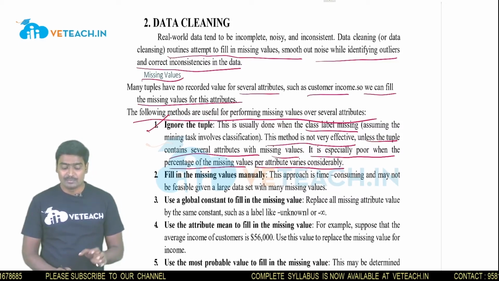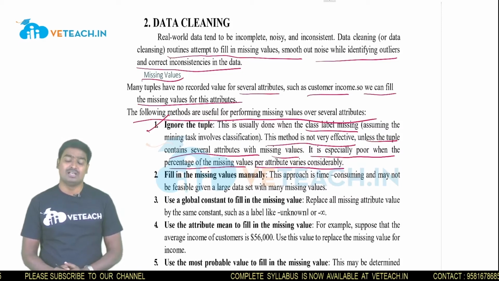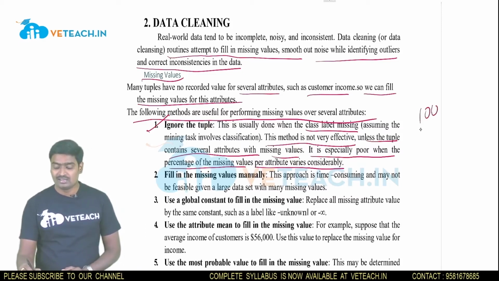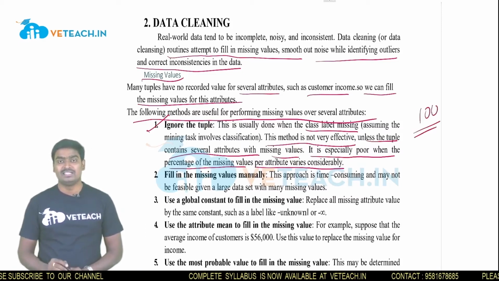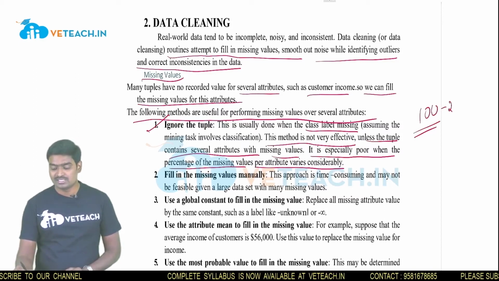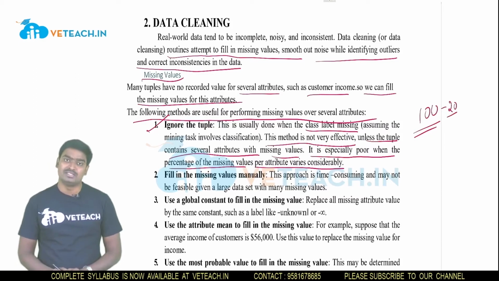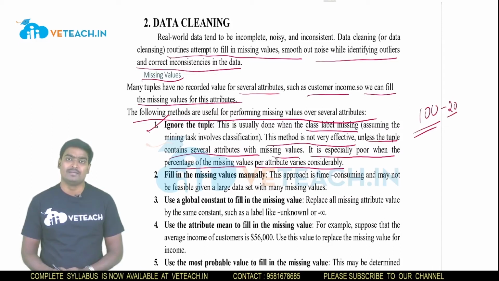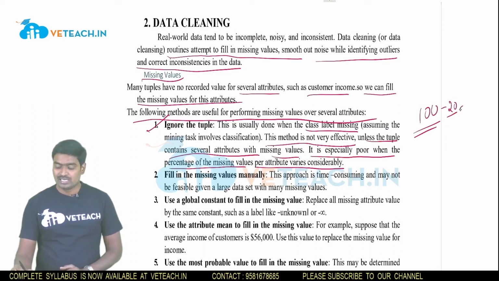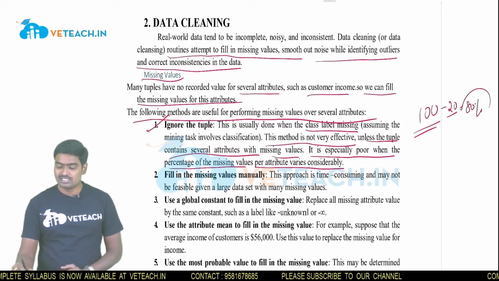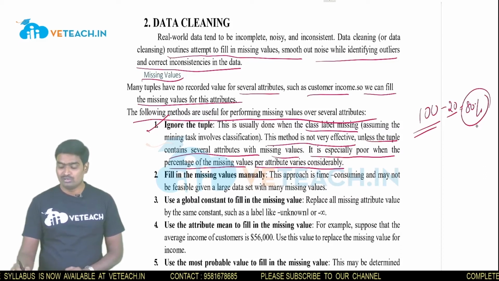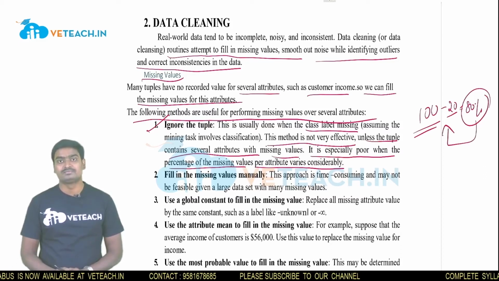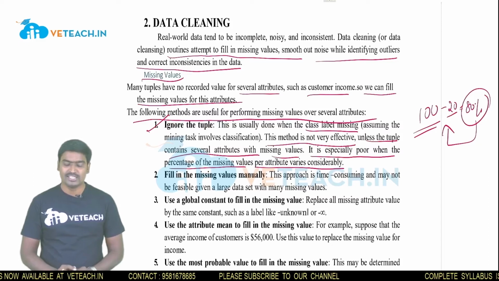It means the percentage of the missing values. For example, I have 100 records, and in these 100 records 20 missing values exist in this table. So 80% is available. Based on this 80%, we can generate the missing values. So this is ignore the tuples.